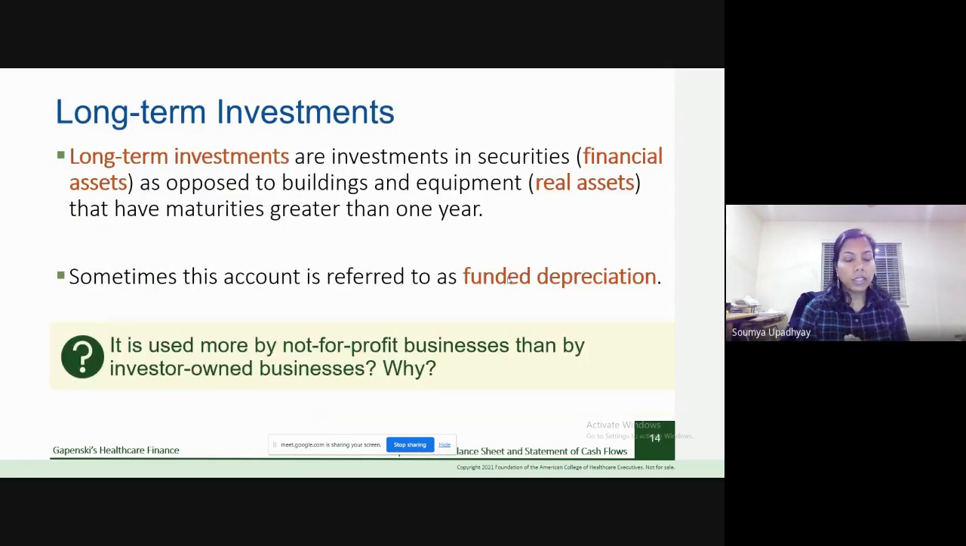And so now it brings us to long-term investments, because we just said that hospitals or businesses should not hold large chunks of money in current assets. If you have large chunks of money in current assets, it's better to invest it in long-term investments. Long-term investments are in stocks and bonds. These are investments in securities, financial assets, as opposed to real assets like buildings and equipment, that have maturities greater than 1 year. Sometimes this account is referred to as funded depreciation.